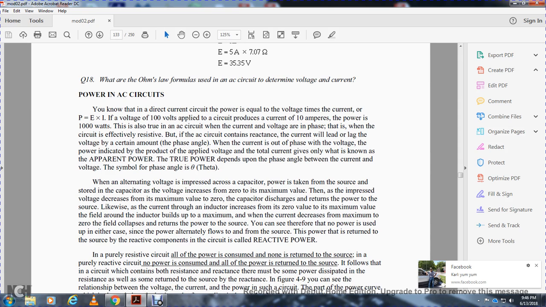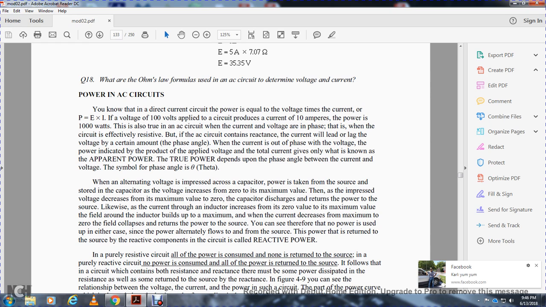Power. All right, power in AC circuits. You know that in a direct current circuit, power is equal to the voltage times the current. If the voltage applied to the circuit produces a current of 10 amps, the power is 1,000 watts. And this is true with AC when the current and the voltage are in phase. This is when the circuit is effectively resistive.